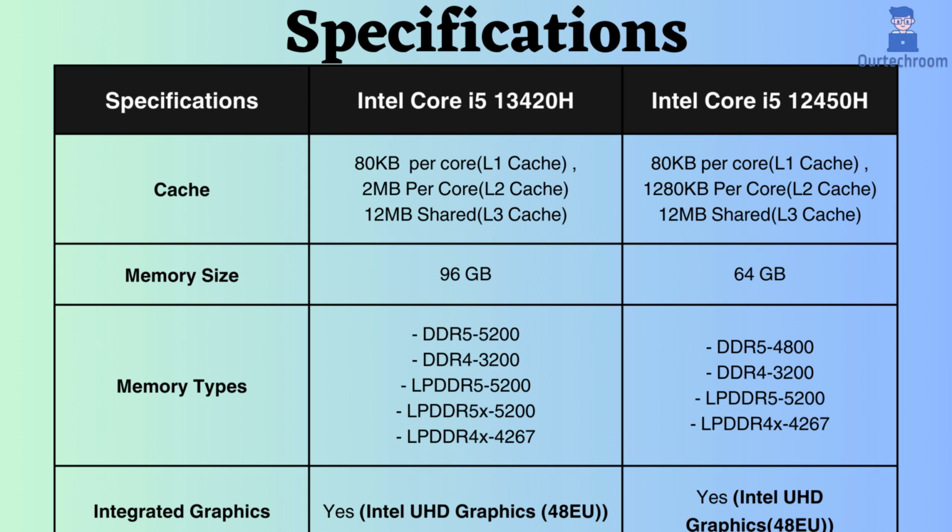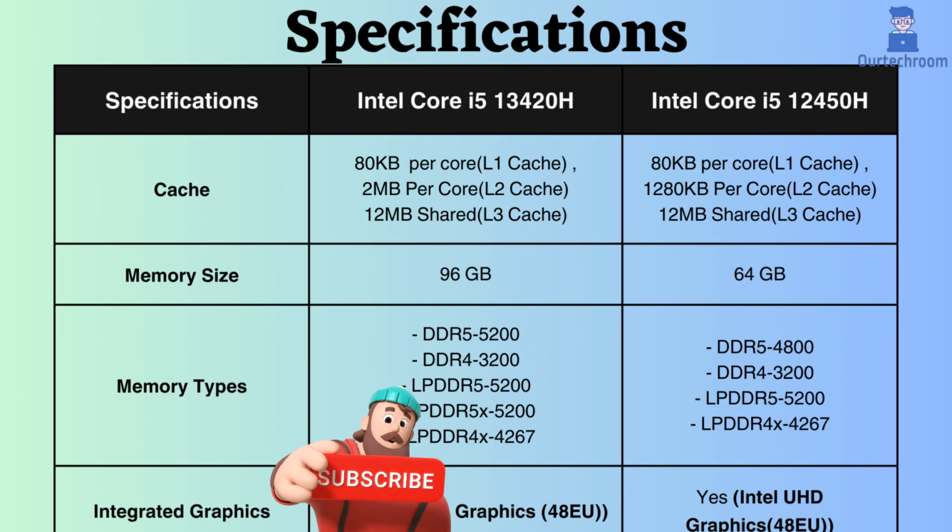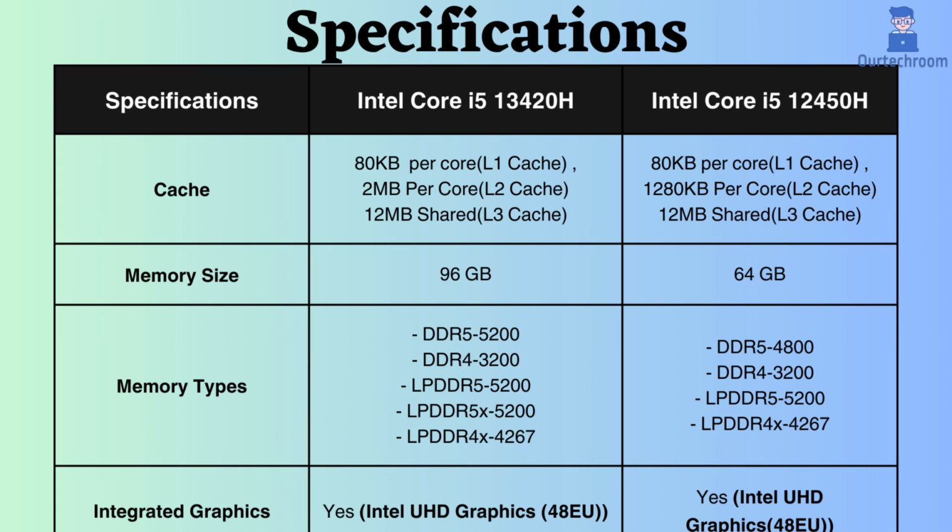Both processors support DDR4, DDR5, LPDDR4, and LPDDR5 RAM. However, in terms of frequency, the Core i5-13420H supports higher frequency RAM modules compared to the Core i5-12450H. Specifically, the Core i5-13420H offers DDR5 with a frequency of 5200 MHz, a feature absent in the Core i5-12450H.